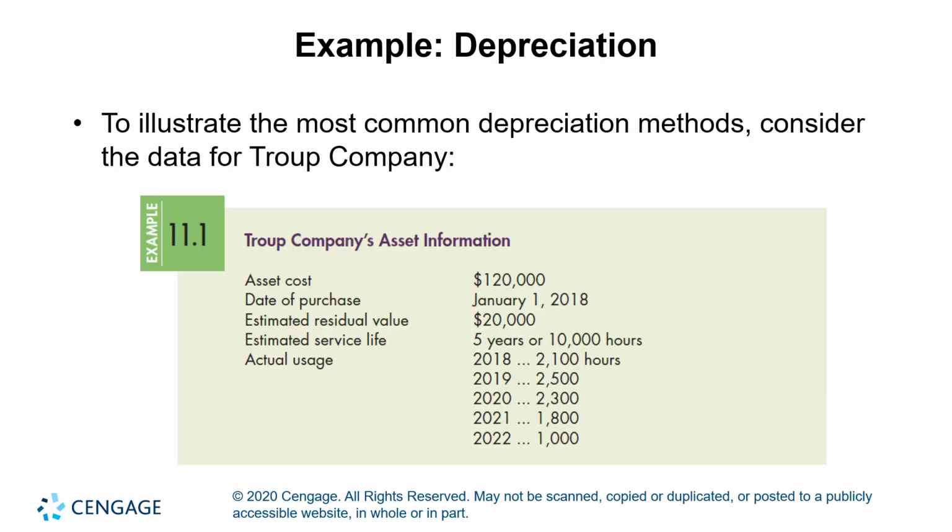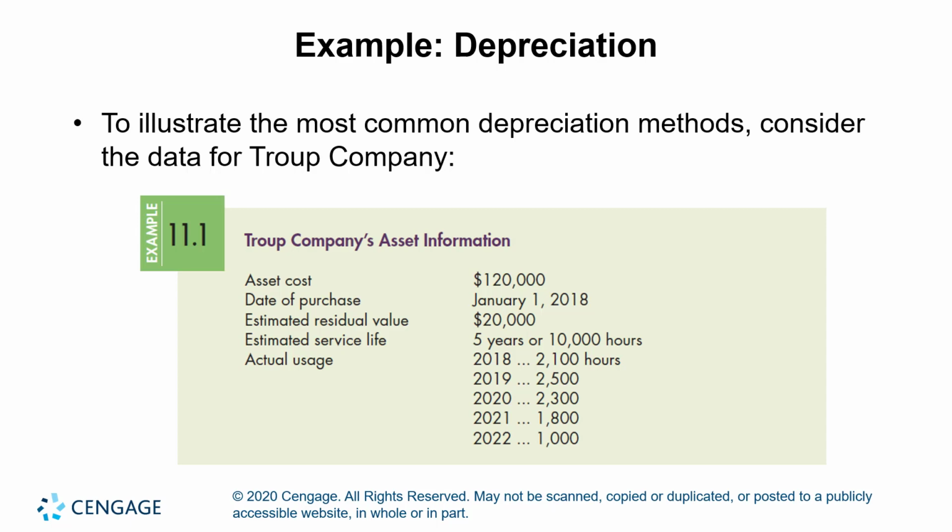So to illustrate the most common depreciation methods, consider the data. The asset cost is $120,000. They purchased it on January 1st, 2018. The estimated residual value is $20,000. The estimated service life is 5 years or 10,000 hours. And then they give you a list of actual hours that you use this.